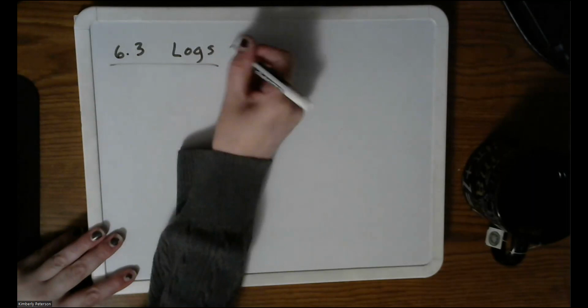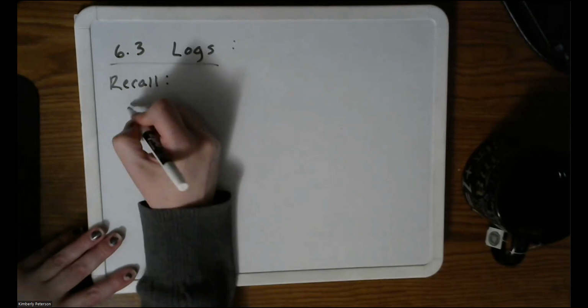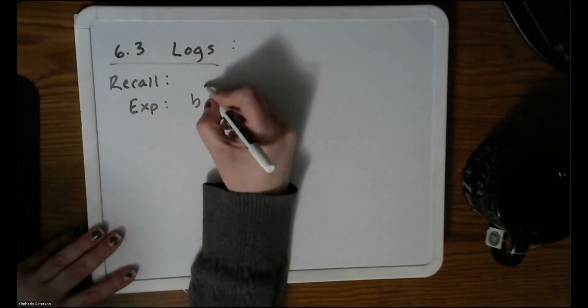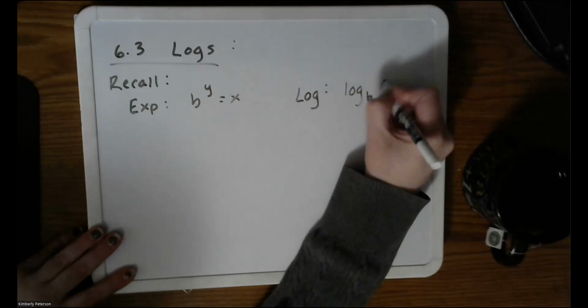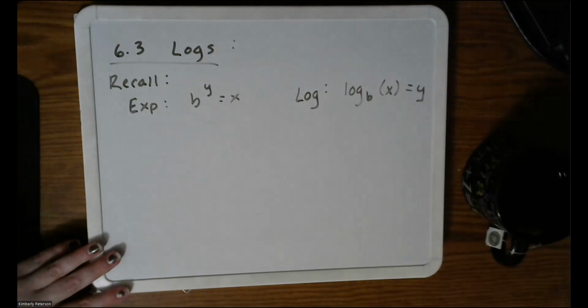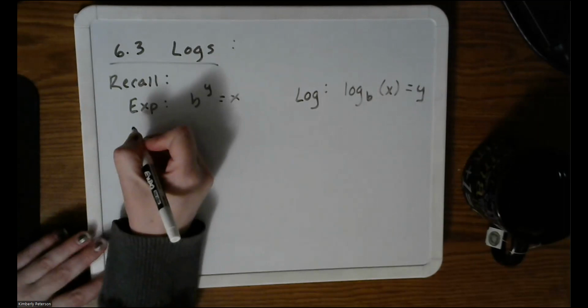So recall, we had our basic exponential function. And in general, we can write it as b to the y equals x. And then its inverse is the log function, log base b of x equals y. So again, just switching domain and range. Then we looked at compositions, and we have three other properties.